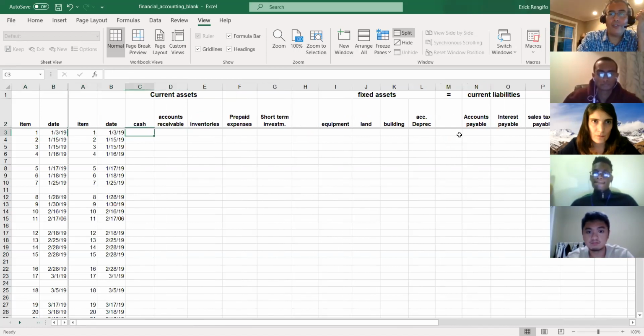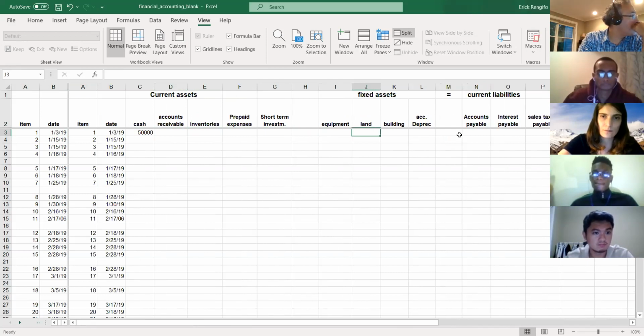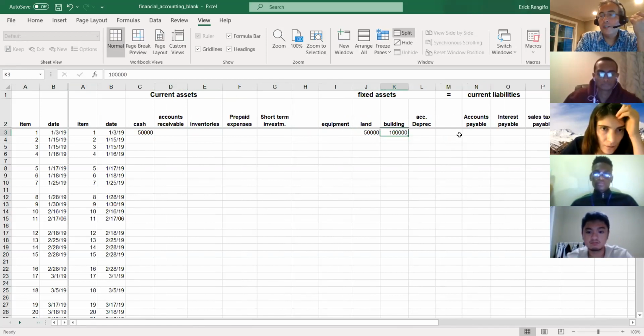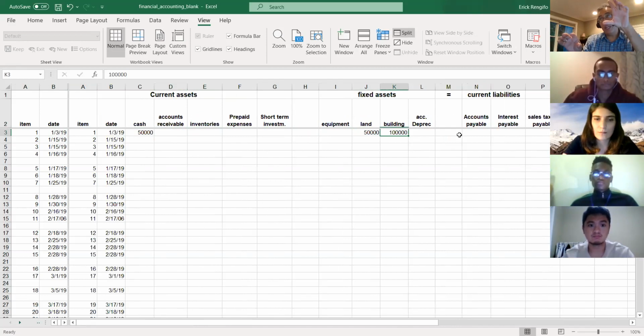Okay, I have $50,000 cash. Agree? And then someone contributed land, 50,000. And someone contributed a building with a market value of 100,000. Make sense? So this was equity here contributing to assets here. Make sense? Well, it's a long-term asset basically.